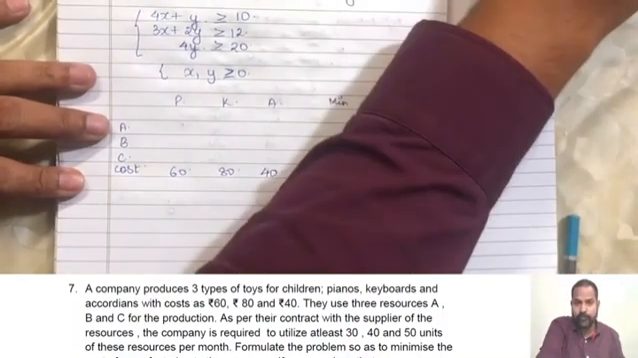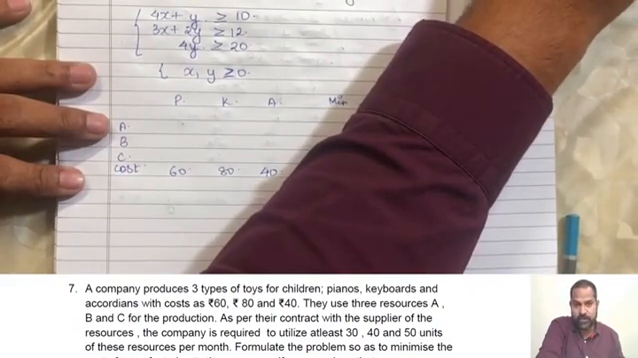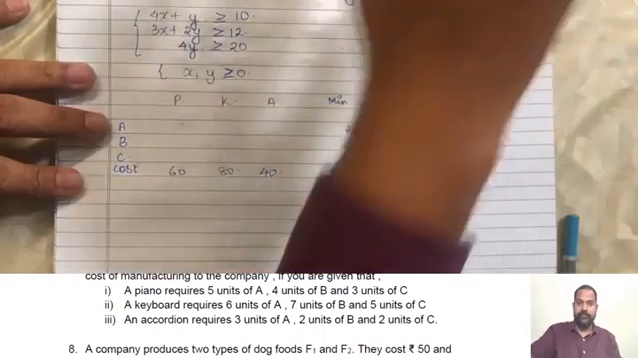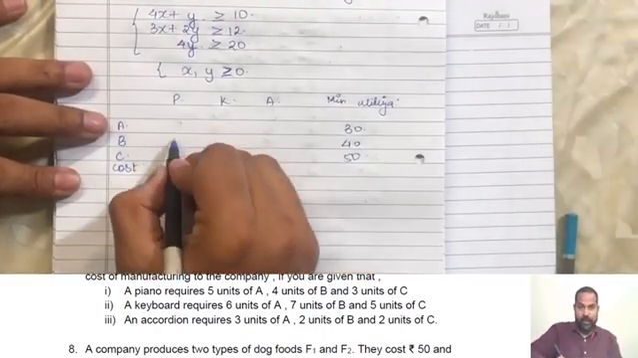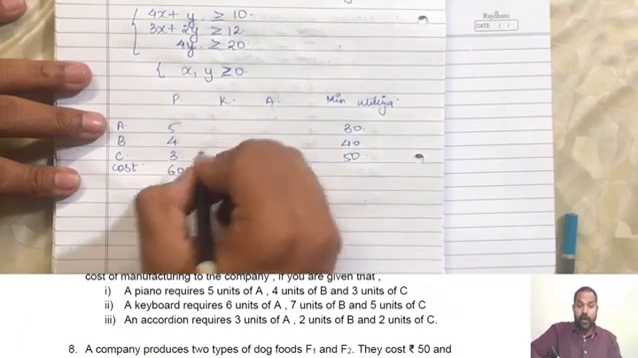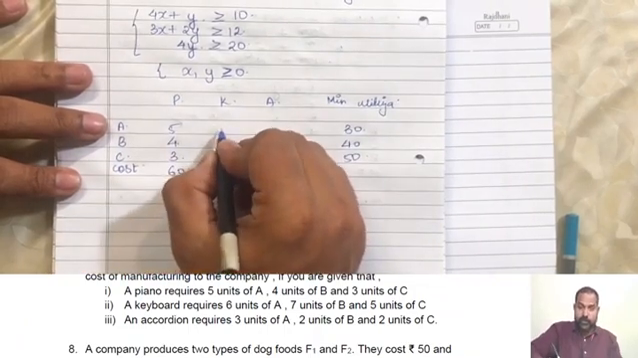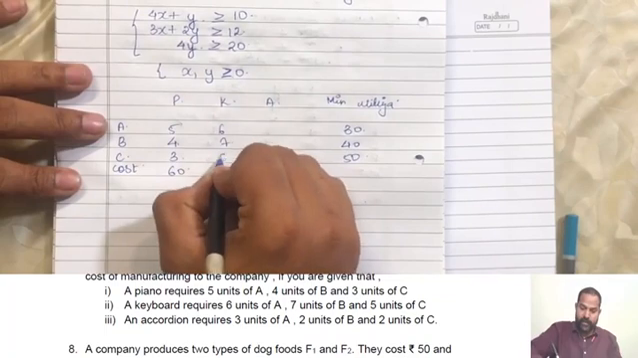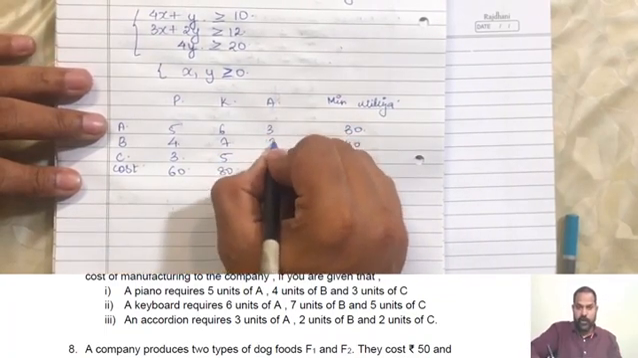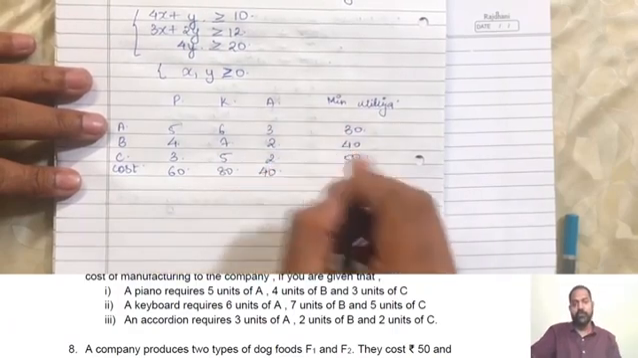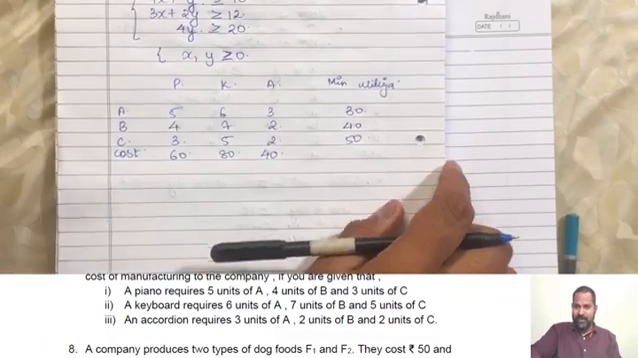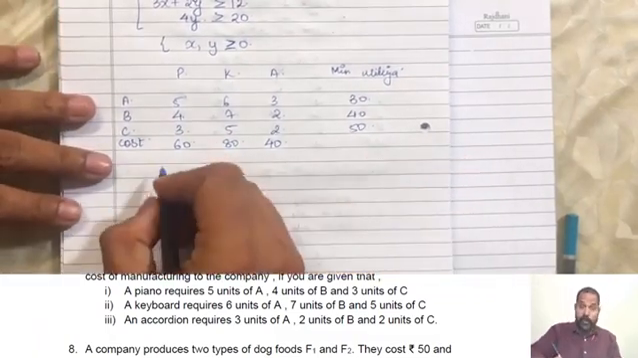Formulate the problem to minimize the cost where the following details are given. A piano requires 5 units of A, 4 units of B, 3 units of C. A keyboard requires 6 units of A, 7 units of B, 5 units of C. And an accordion requires 3 units of A, 2 units of B and 2 units of C. Done. This is it then. All data is in the table to begin with.